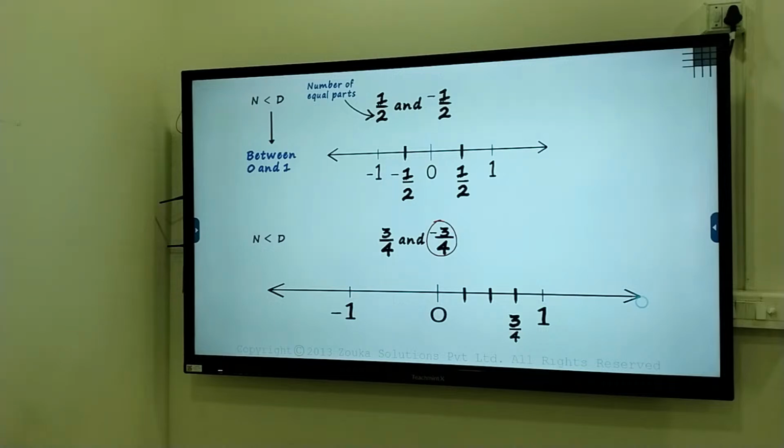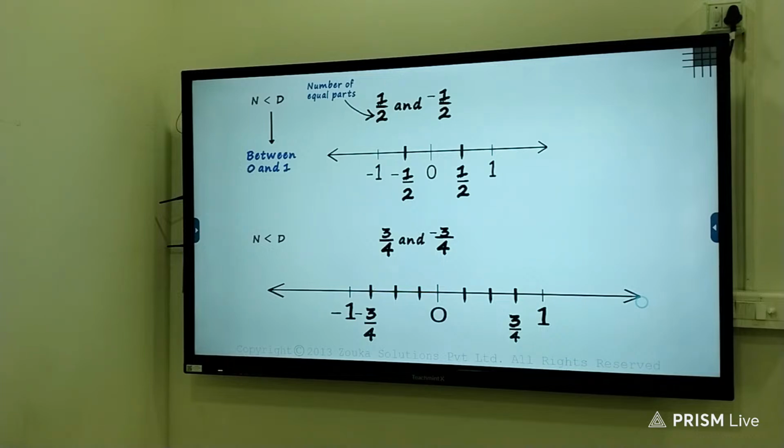Now let us plot minus 3 by 4. Since 3 is less than 4 and the rational number is negative, we know that it will come between 0 and minus 1. We divide this length into 4 equal parts as the denominator is 4. And we mark minus 3 by 4, 3 parts away from 0. That's it. We have plotted the points.